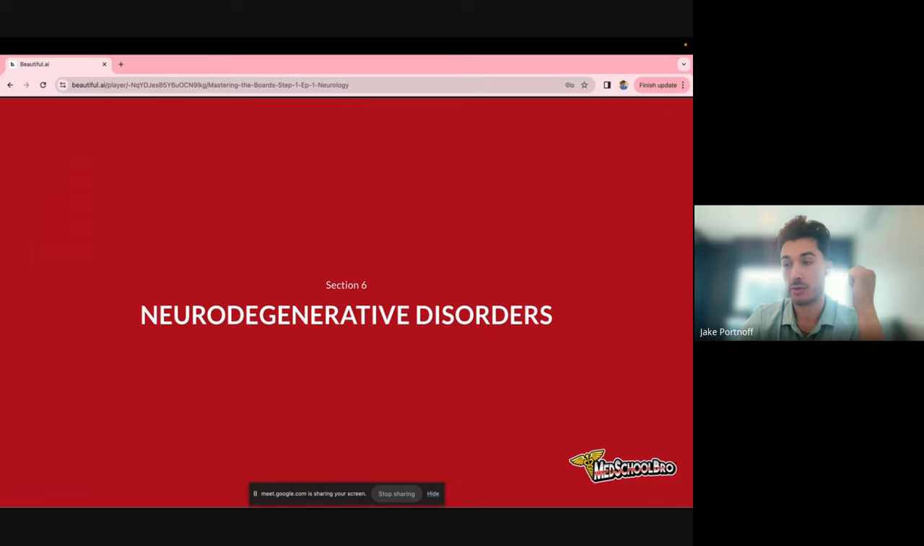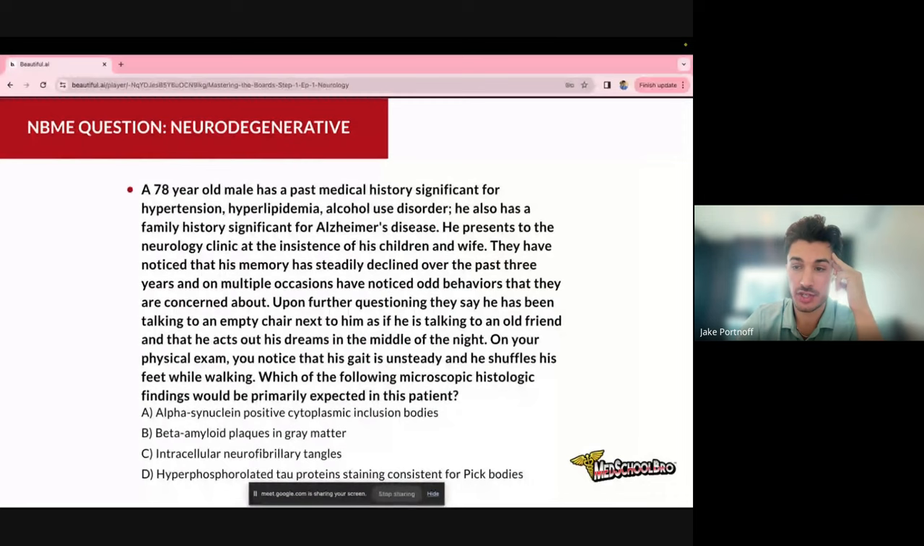Neurodegenerative disorders, let's move on. A 78-year-old male has a past medical history significant for hypertension, hyperlipidemia, alcohol use disorder, and has a significant family history for Alzheimer's disease. He presents to the neurology clinic at the insistence of his children and wife. They have noticed that his memory has steadily declined over the past 3 years, and on multiple occasions have noticed odd behaviors that they are concerned about.